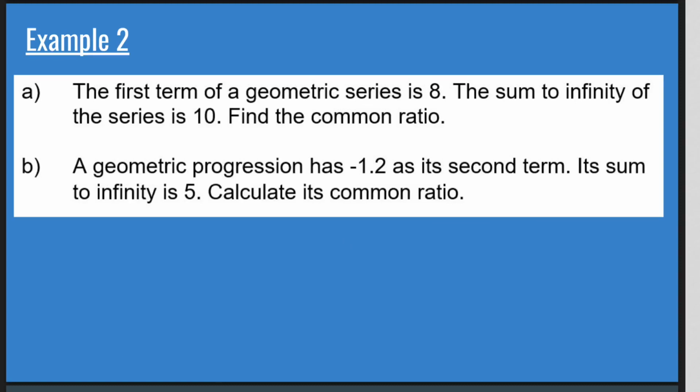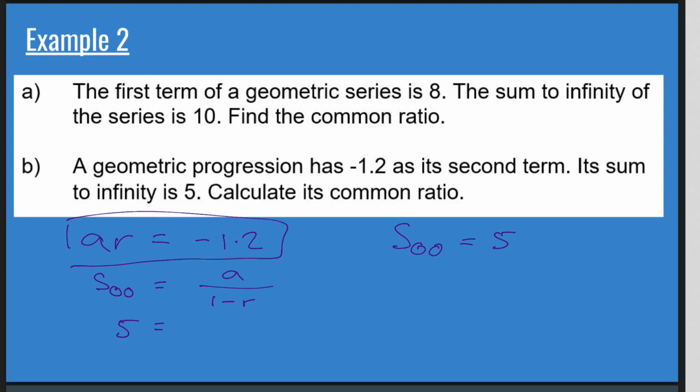I'll do B. So for B, a geometric progression has that as its second term. So ar is the second term, and that's equal to -1.2. The sum to infinity is 5. Find the common ratio. So we get a little bit harder here. Now I still know that the sum to infinity is a over 1 minus r. I know that is 5. I don't know what a is. I do know in fact that a equals -1.2 divided by r.